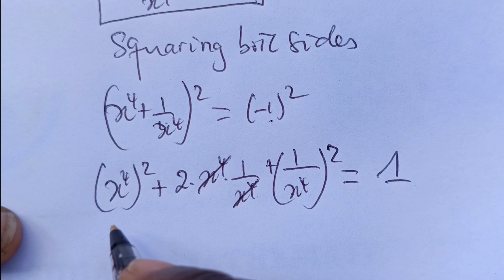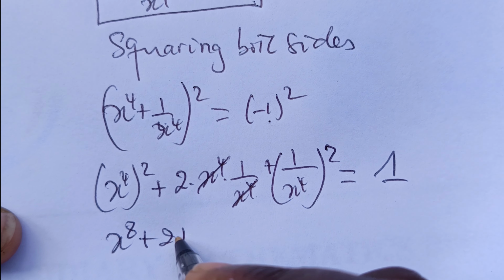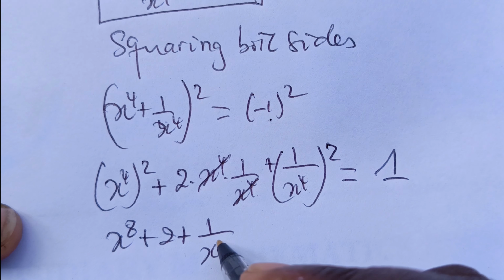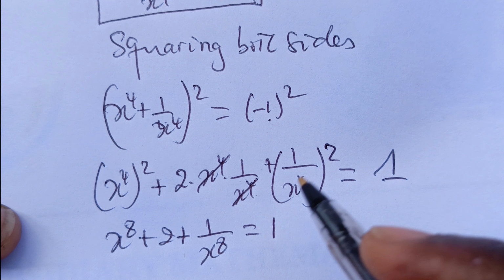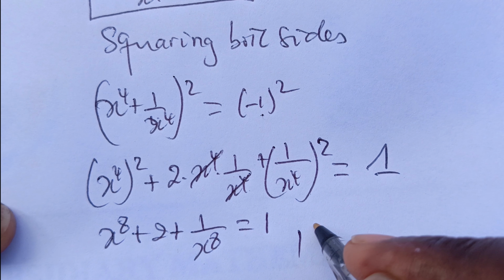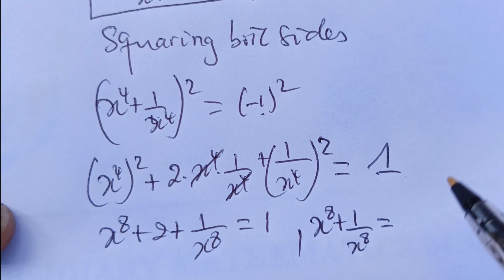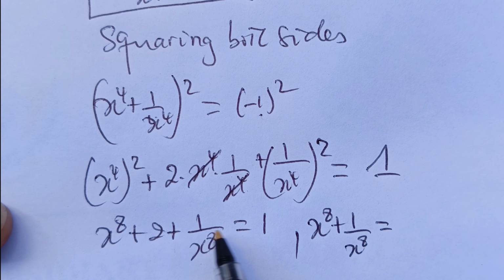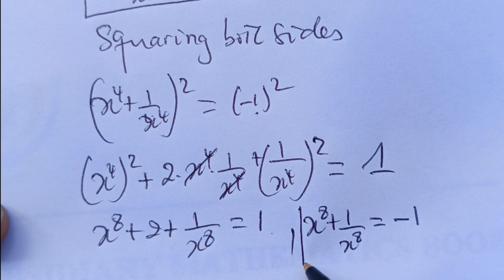Okay, that's why here we have x^8 plus 2 plus 1 over x^8, and this seems to be 1. x^8 plus its reciprocal will be, take this 2 here, 1 minus 2, that is minus 1.